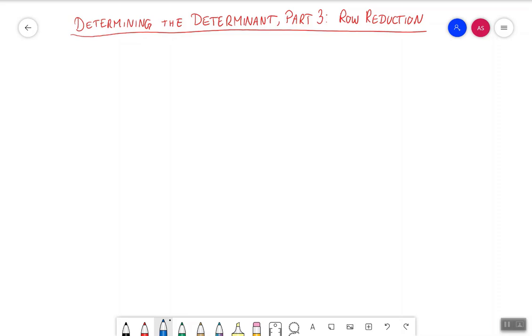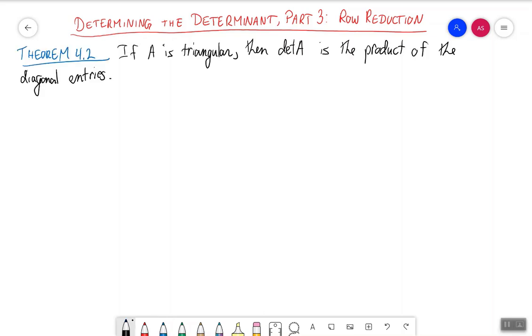In the final example in the previous video and also in the question below the previous video, we saw that when we took the triangular matrix and looked at its determinant, we ended up with the product of the diagonal entries. This is not an accident. In fact, we have a theorem. I love me a theorem. If A is triangular, then the determinant of that matrix is the product of its diagonal entries.